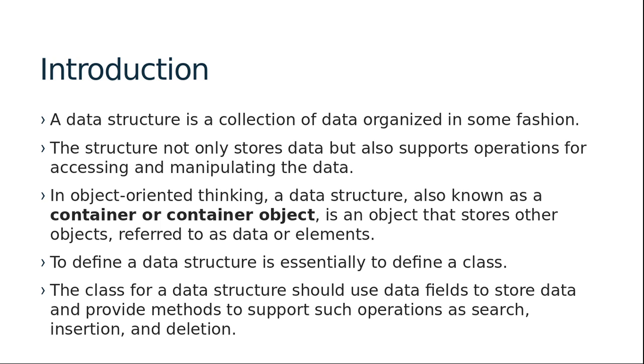What is a data structure? A data structure is a collection of data, to be specific, data organized in some fashion. And it is not only the collection, but it also has methods or procedures to operate on this data. If we talk about object-oriented thinking, then a data structure is also known as a container or a container object. This container will store the data, as well as have all those methods which we can call to perform operations on this data.